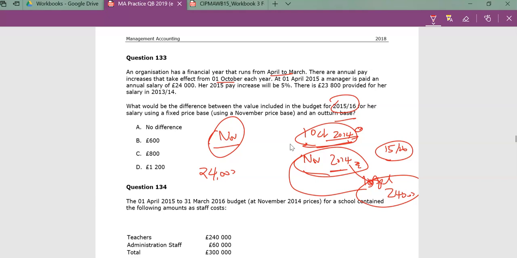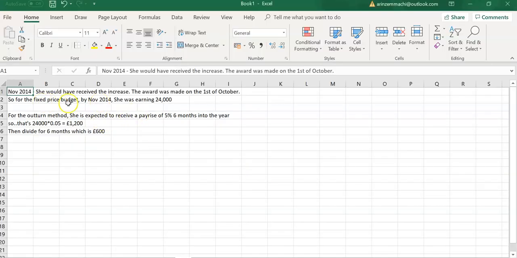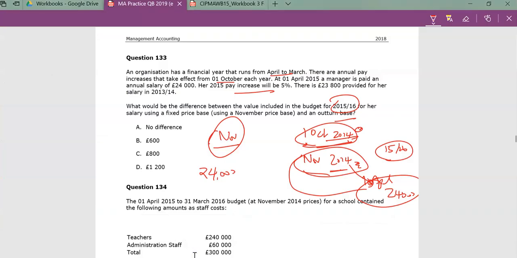Then it says that her 2015 pay increase will be 5%. So let me go back here. For the fixed price, she was earning $24,000. For the outturn method, she's expected to receive a pay rise of 5%, and this pay rise will kick in on the 1st of October 2015. And the outturn method considers this.